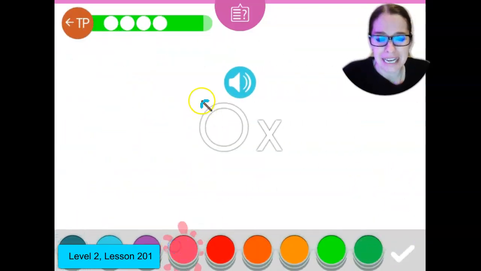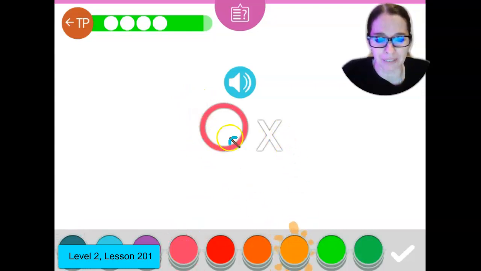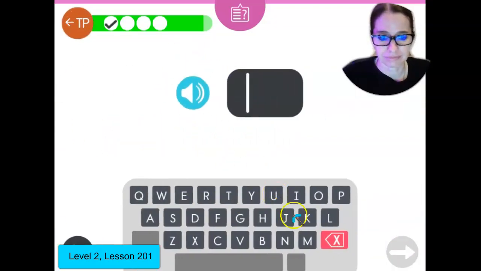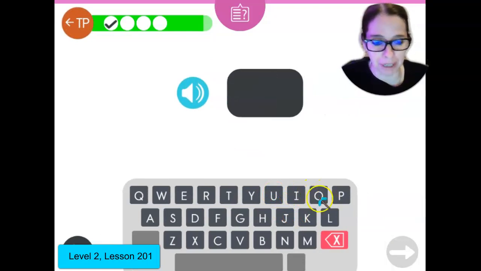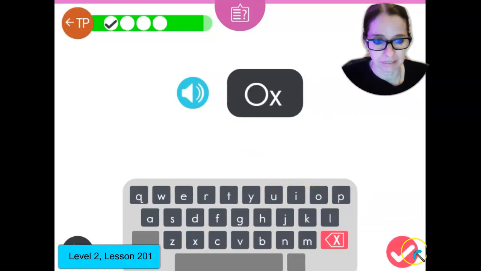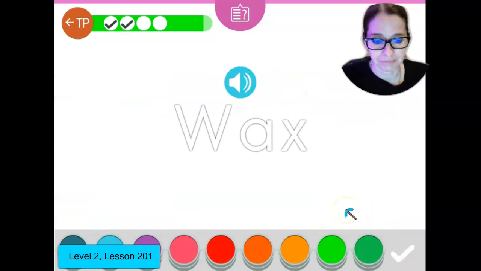Fox. And now we have our highlighters. We are going to highlight each sound. So I have o and x, and the word is ox. Now I'm going to type ox. Now I need to color each sound.